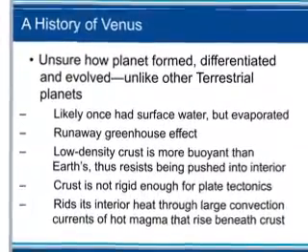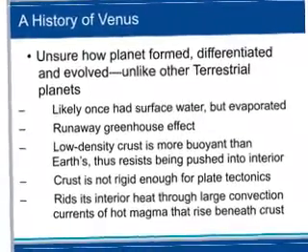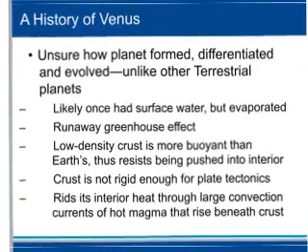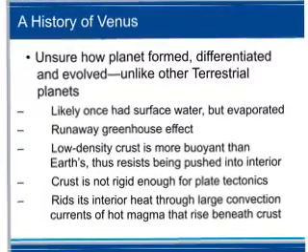So how Venus actually formed. The textbook says we're really unsure how it formed and then differentiated and evolved. And the reason for the uncertainty is just that Venus is unlike the other terrestrial planets. Again, it rotates in the opposite direction. It's much denser, much hotter. The thought is that there once was water on the surface, but that it evaporated because of the extreme carbon dioxide levels, that high greenhouse effect.